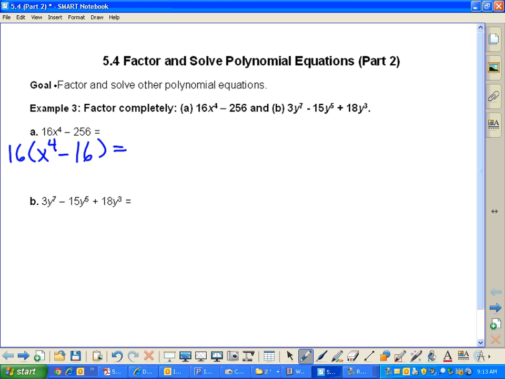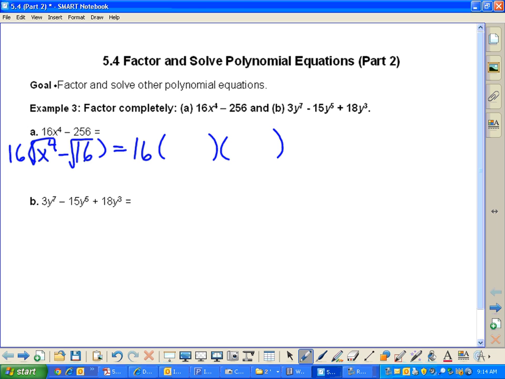This is just a difference of 2 perfect squares in disguise. I know that, well, hey, because 16 is just 4 squared, and x to the 4th is x squared squared. So I'm just going to use my square root method, more or less, to help me figure out how I could then factor this yet again. So the 16 is still outside of a set of parentheses.